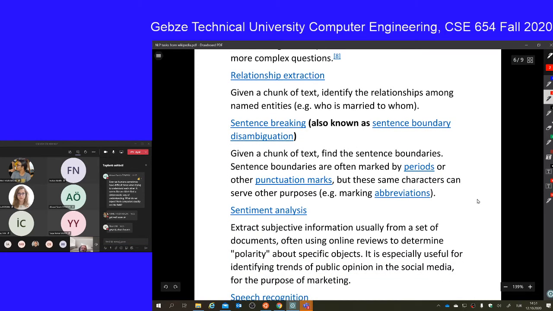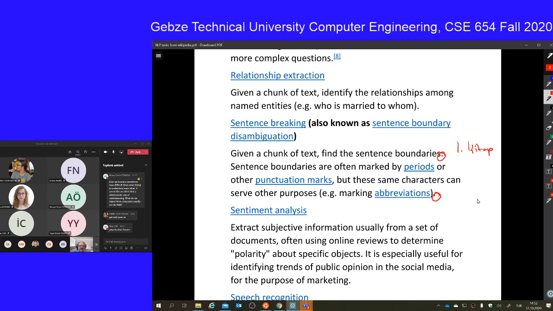Sentence breaking could be a little bit of a new thing for you, because it says that given a document, find the beginnings and ends of the sentences. You might think that this is easy, because once you find these dots, periods, these are the ends of the sentences, right? It might be easy, but we use these periods for many other things, especially in Turkish. When you say birinci kitap, right?